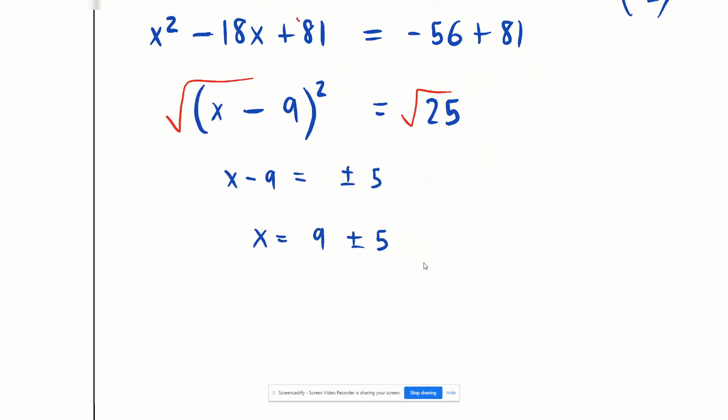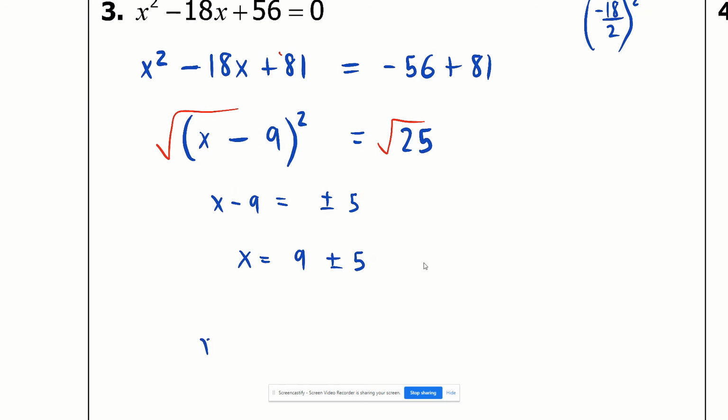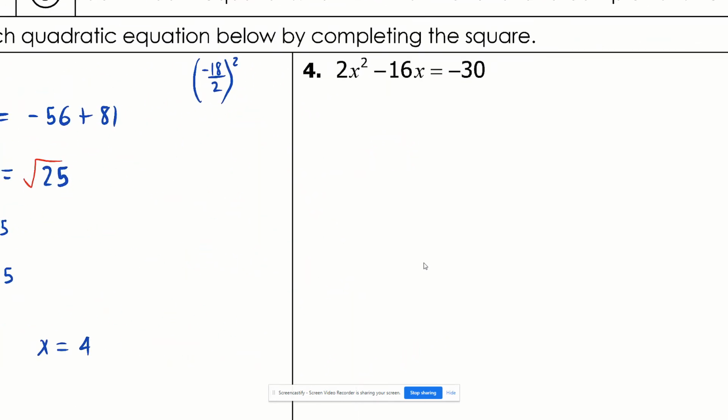So let's break that down. What does that mean, 9 plus or minus 5? It means that one of my answers is 9 plus 5, 14, and the other one is 9 minus 5, which is 4. So those are my two solutions to this quadratic. And we used the method called completing the square. Okay? So let's go over here to number 4.